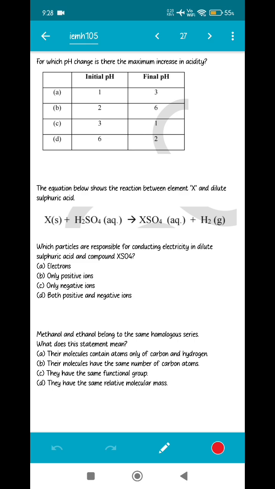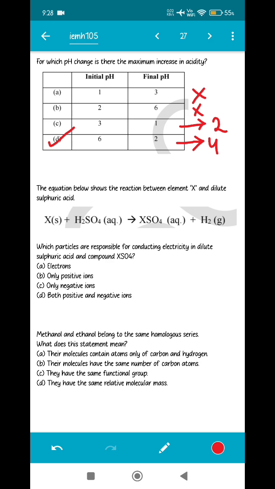Our next question is related to pH, that means it is from the chapter acids, bases and salts. For which pH change is there a maximum increase in the acidity? The acidity is increasing, that means the pH will decrease. So as you can see, in the first option the pH is increasing, so that is a wrong answer. In the second one also the pH is increasing, so that is also wrong. In the third and the fourth one the pH is decreasing. In the third one the pH is decreasing by 2, and in the fourth one the pH is decreasing by 4. So of course option D is the correct answer, because more acidity will be observed in this case.